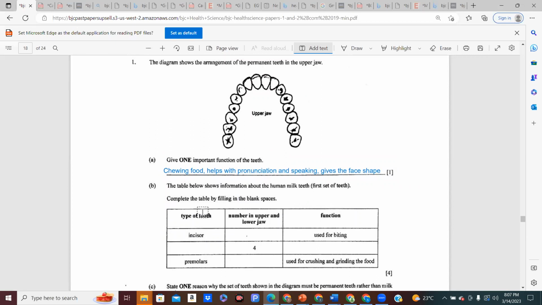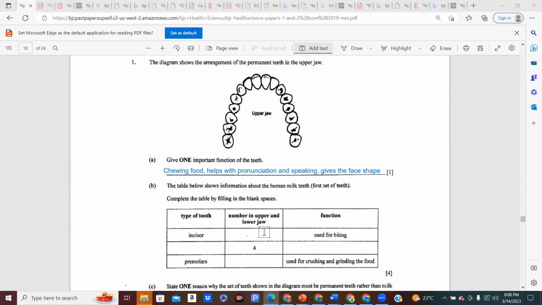Let me ask Alejandra, read B for me, please. The table below shows information about the human milk teeth, first set of teeth. Complete the table by filling in the blank spaces. Okay, read the diagram. Type of teeth, number in upper and lower jaw, and the function. The incisors, and then the number in the upper and lower jaw, and used for biting. Blank for blank. Premolars, blank, used for crushing and grinding the food.